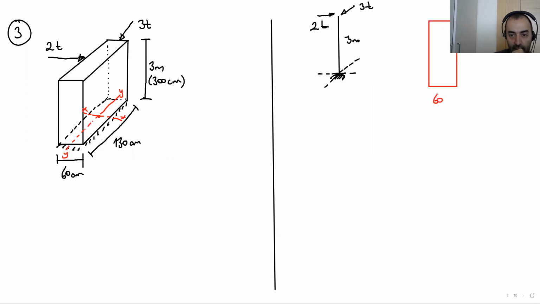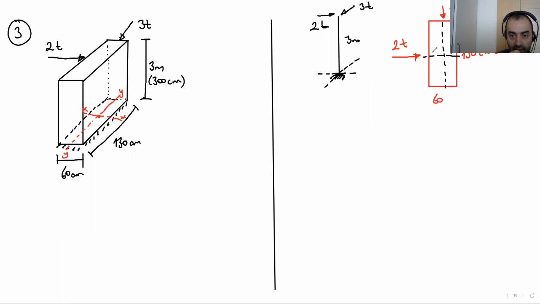Here, this one, here, this one, centimeter. By the way, in this direction we have 2 tons. In this direction we have 3 tons. Okay, 3 tons. So let's calculate the moments first, moments here.